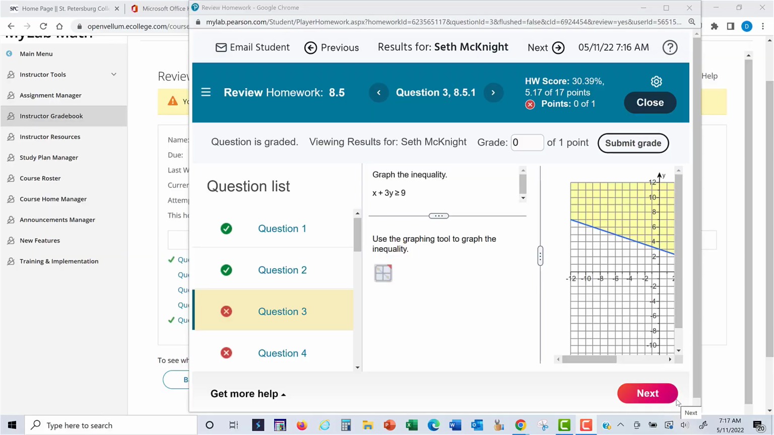Hi, Seth. You said you were having some trouble getting the graphs correct, and I assume you're talking about section 8.5 because I see you missed two questions here. So let's take a look at what you put in and what the correct answer was.